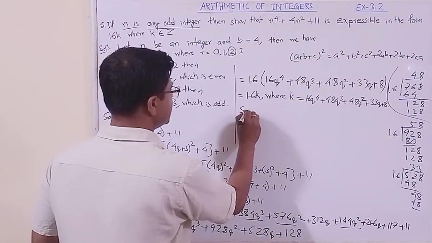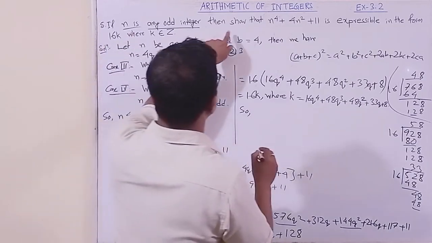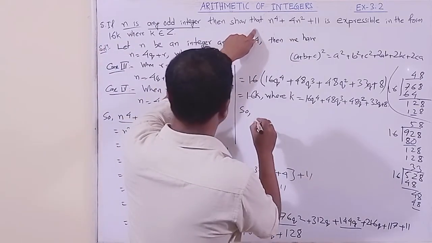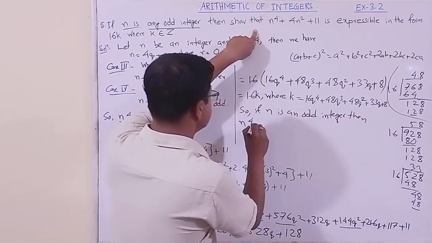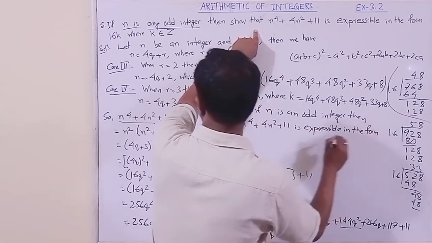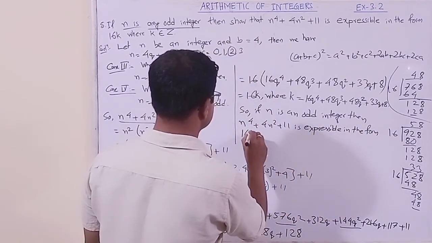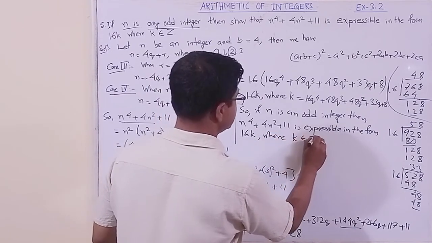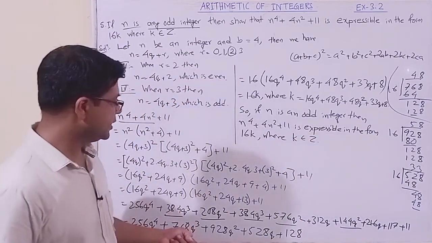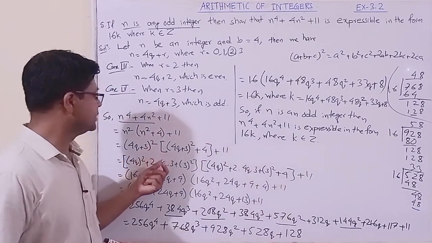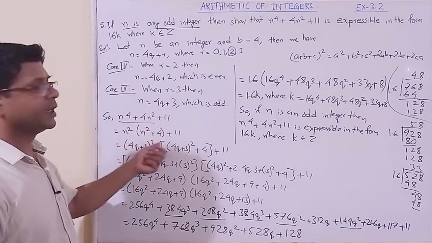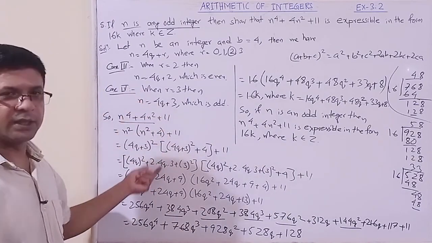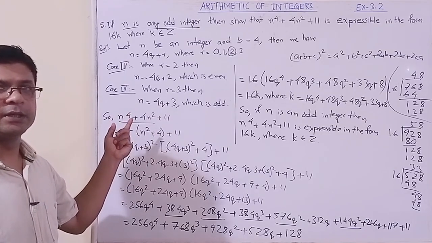So the conclusion is 16k, where k belongs to Z. Before finishing, can you say which method was easier, this method or the earlier one of multiplication? I think the last method is better, is it not?